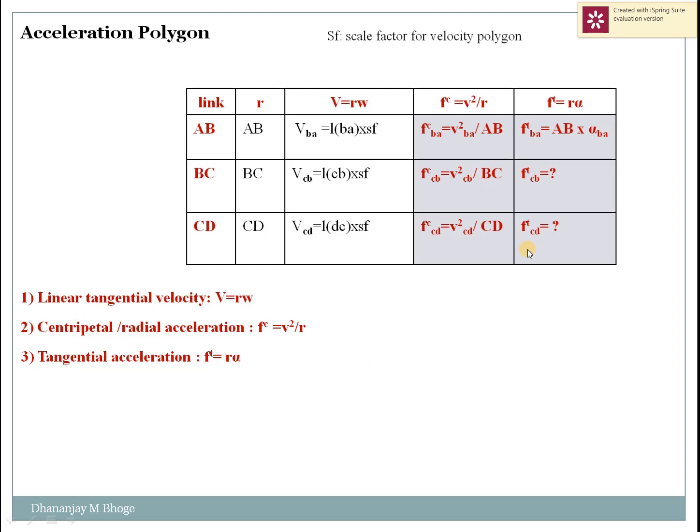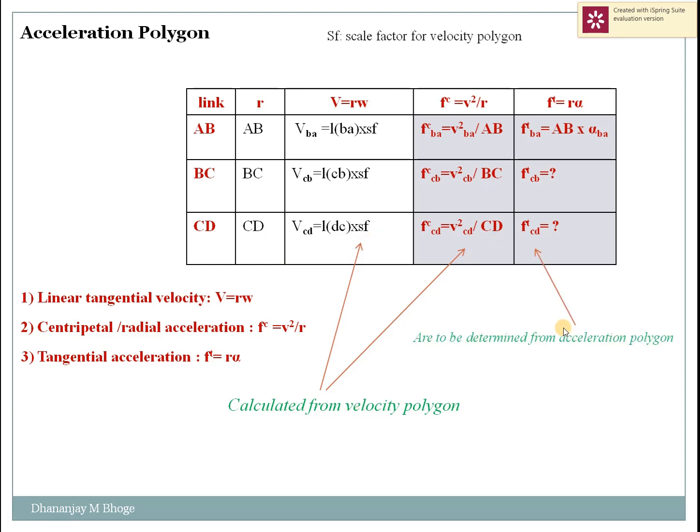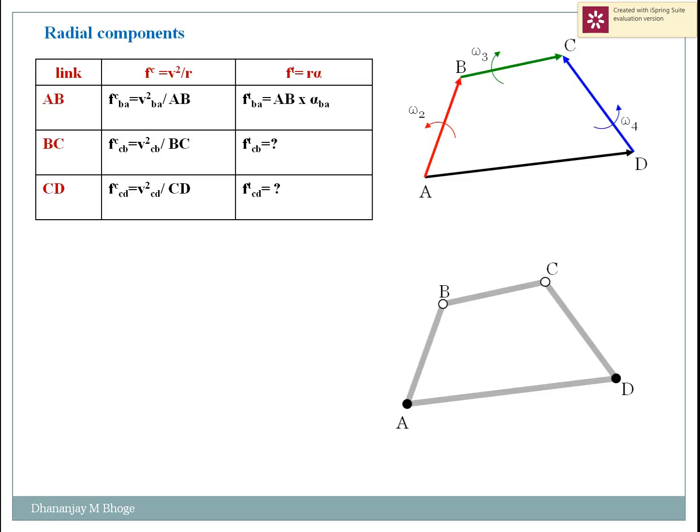So after preparing this table, we will get the magnitudes of all the centripetal components. These are the quantities which we get from the velocity polygon. The magnitudes and directions of the unknown tangential accelerations are determined from the acceleration polygon, which we are going to do now. Now let us determine the directions of the centripetal and tangential components. We have determined the magnitudes of the centripetal or radial accelerations. Now what about the directions?